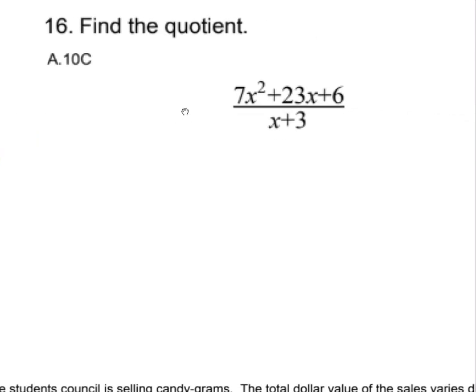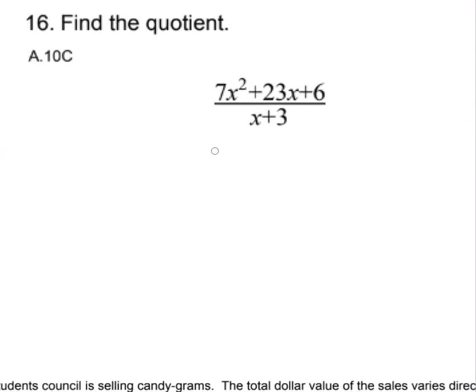Let's move on. So this one's find the quotient. Ooh, this is more fun. So this one here is, once again, long division of polynomials. So I have 7x squared plus 23x plus 6 divided by x plus 3. So when you have a long division of polynomial, you do set it up like this, just like I did, right? And then you're going to follow the regular division algorithm.